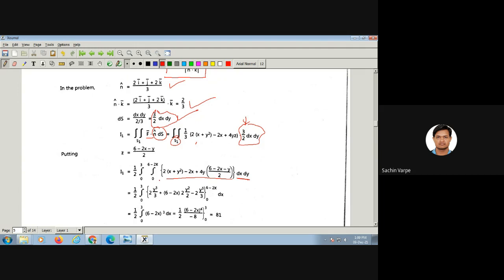Okay. But in the xy plane, z coordinate will be 0. So we substitute. What is the plane given? 2x plus y plus 2z is equal to 6, right? So in the xy plane, z coordinate is 0. So 2x plus y equal to 6. So if we are walking along the x axis, then the y component will be 0 there. So 2x is equal to 6, x is equal to 3. So x will vary from origin to 3, 0 to 3.